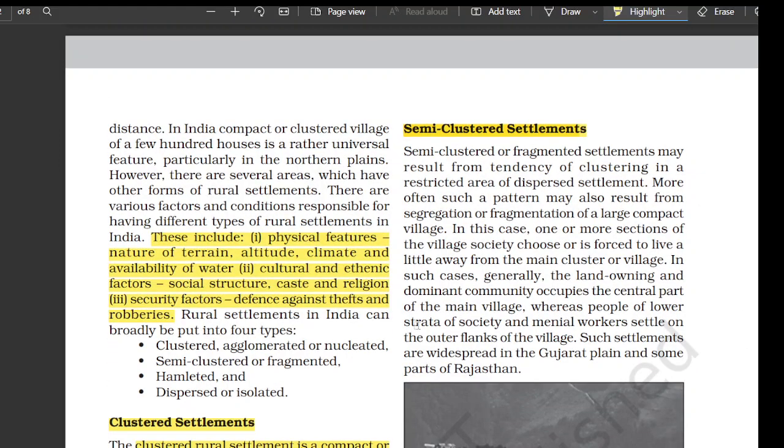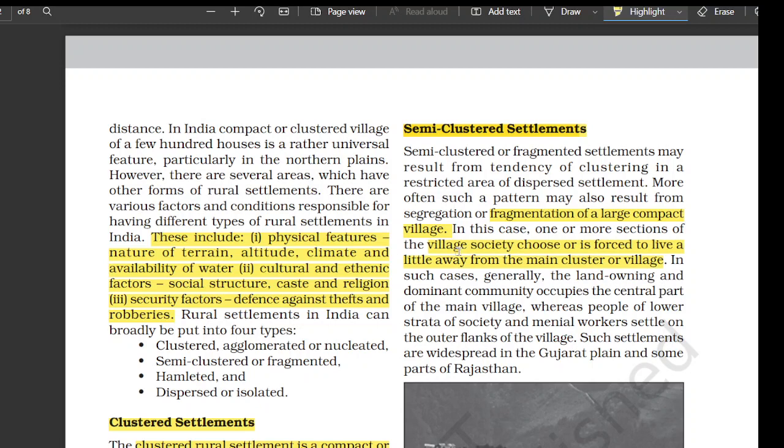Semi clustered settlements. Semi clustered or fragmented settlements may result from tendency of clustering in restricted area of dispersed settlement. More often, such a pattern may also result from segregation or fragmentation of large compact village. In this case, one or more sections of the village society choose or are forced to live a little away from the main cluster of village.